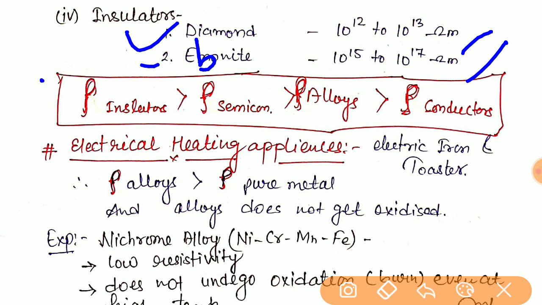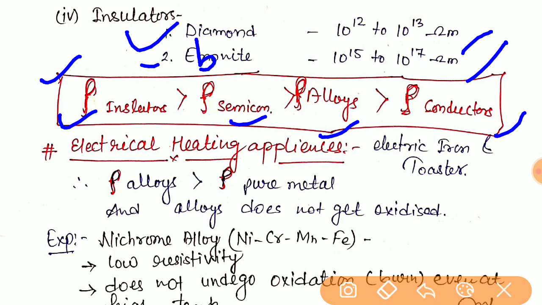Okay, so on the basis of these observations, we can conclude that the resistivity of insulators is greater than the resistivity of semiconductors, and these both are greater than the resistivity of alloys, and the resistivity of all three is greater than the resistivity of conductors. So here we can say that if any material has the least resistivity value, then it is the best conductor of electricity, and on the other hand, if any material has a very large resistivity value, then it is a bad conductor of electricity.